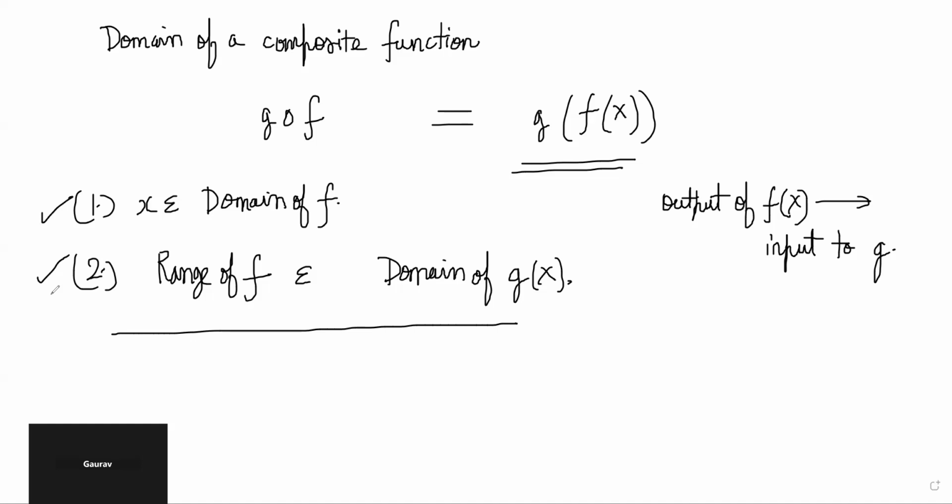The domain of the overall composite function is basically all x such that x lies in the domain of f, and also the range of f is in the domain of g.